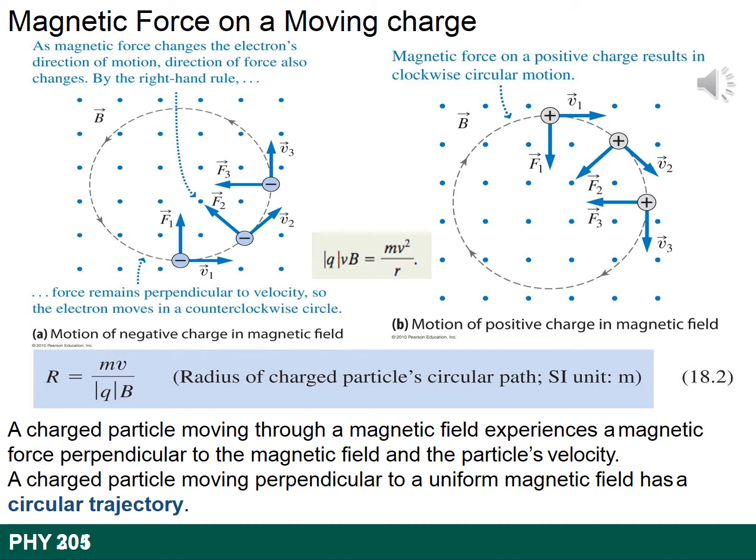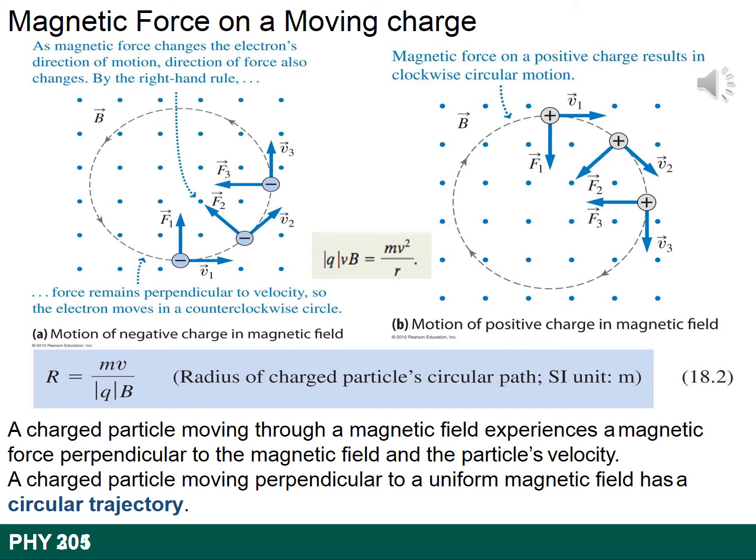So the circle is going down and you will see the charge starting to rotate in this direction as shown in the figure B. Now, if you want to find the radius of this circle, it is equal to mv over qB. How did we find it?